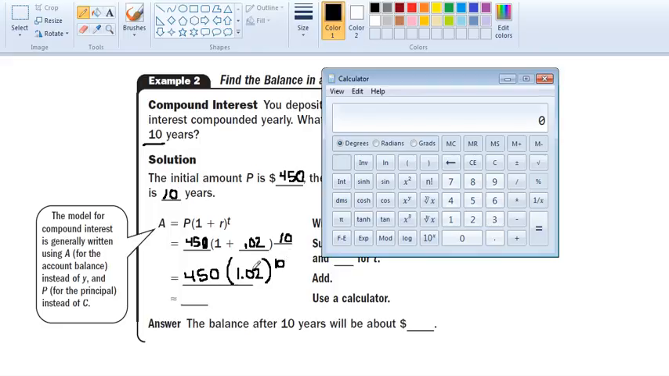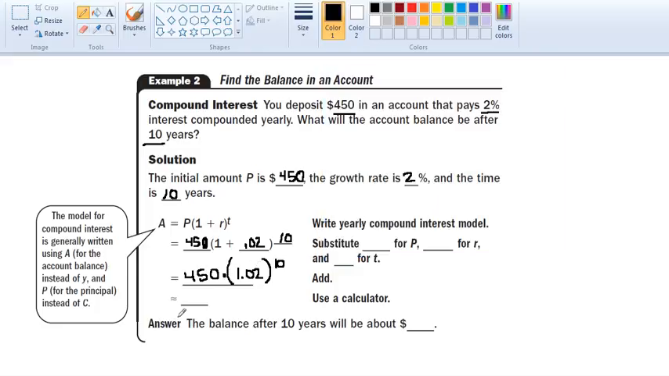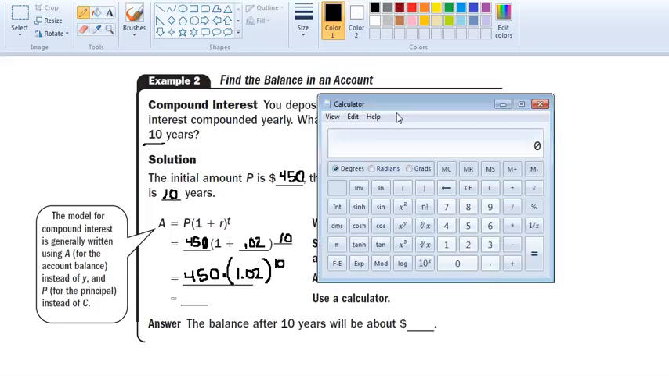It only applies to this. So since you could do multiplication in any order, what I would recommend you do is this. Do the 1.02, raise it to the 10th power, get an answer. Now, take that times the 450, and you should get this, 548.5, I guess you could round this off to 58 cents.